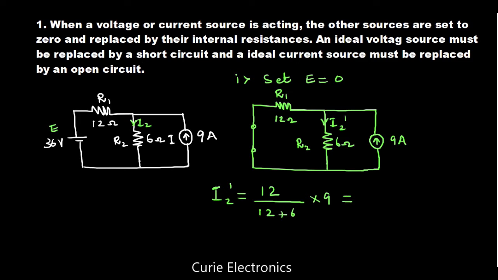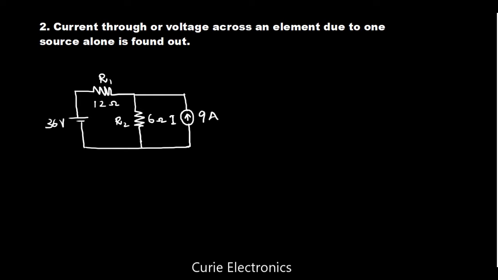So this is equal to 12 upon 18 multiplied by 9. So we'll get 2, 1. So 6 amps current flows through this 6 ohm resistor when the current source is active. Similarly, we have to find the current flowing through that 6 ohm resistor when the voltage source is active and the current source is inactive. So this is our I2.